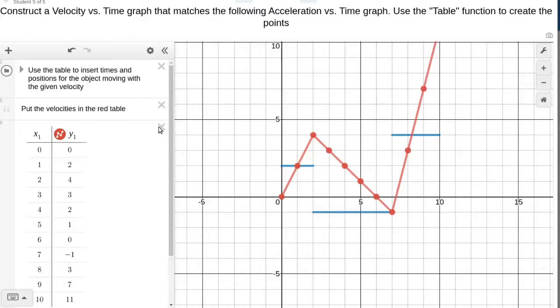All right, so I'm going to try and do a screencast of this problem that I messed up in class a couple of weeks ago, where I gave you an acceleration versus time graph. That's the one that's in blue right here. And asked you to first find the velocity versus time graph that matches it, and then to find the position versus time graph that matches that.